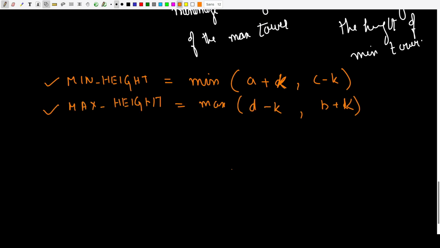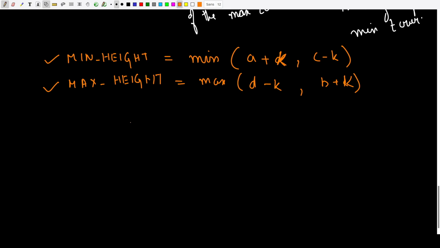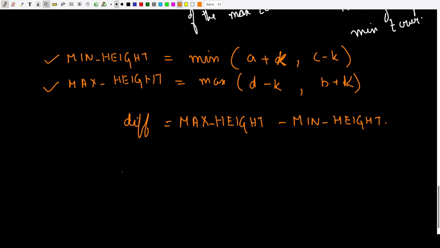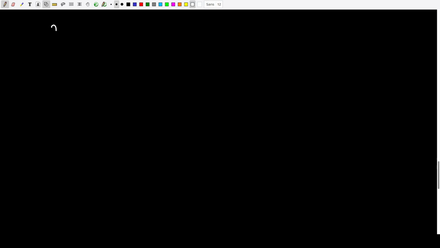And once we have computed this, all we have to do is compute the difference between max height and min height. So that's the discussion of solution, folks. Now let us discuss the pseudocode of this problem. So let us say we want to minimize the height and an array is given to us.